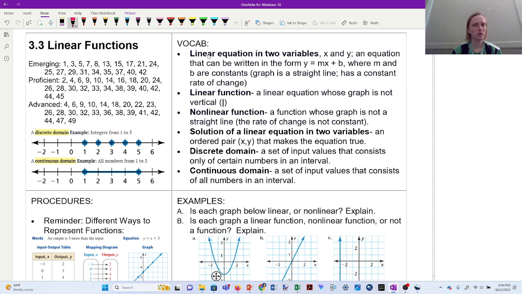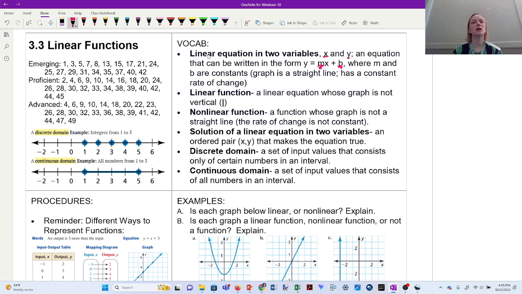A linear equation in two variables, if we're going to use x and y as our variables, is an equation that can be written in the form y equals mx plus b. M and b are constants, so they're not variables, and m is going to give us a slope, and b is going to give us our y-intercept. We will focus on that more when we get to this slope-intercept format. But for right now, we just want to be able to write an equation in this format, and if we can, then it's a linear function.